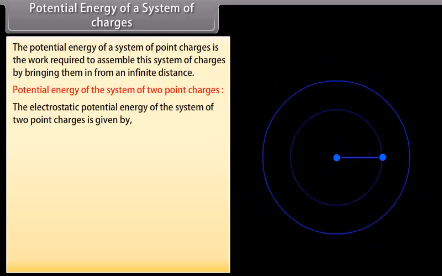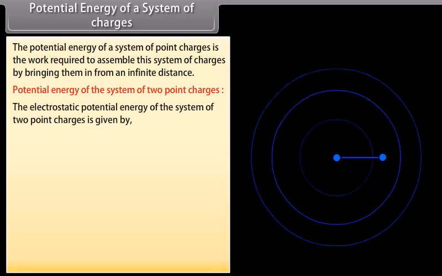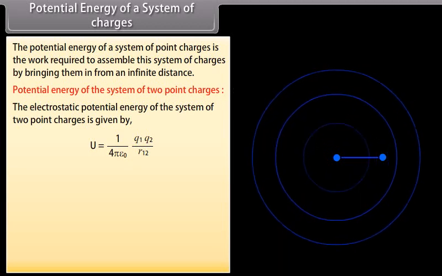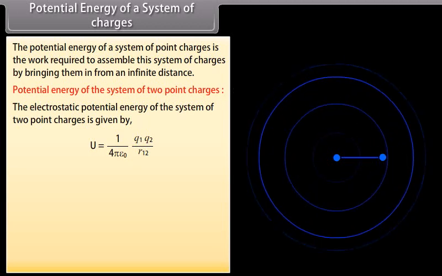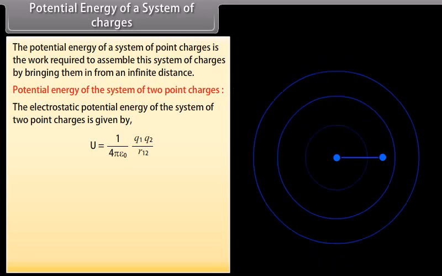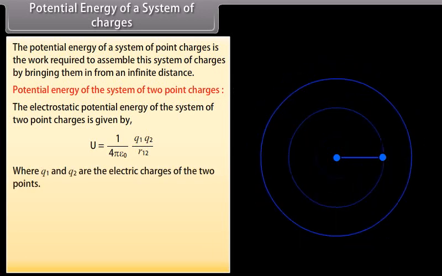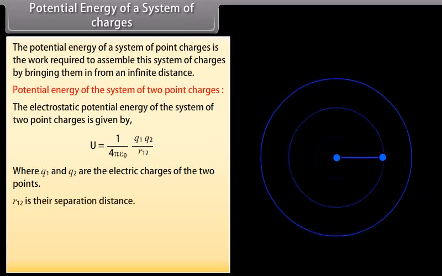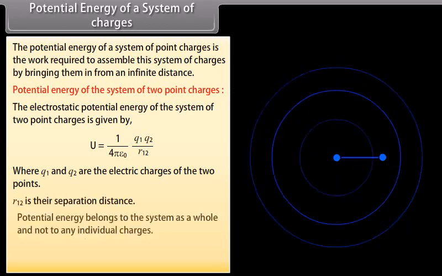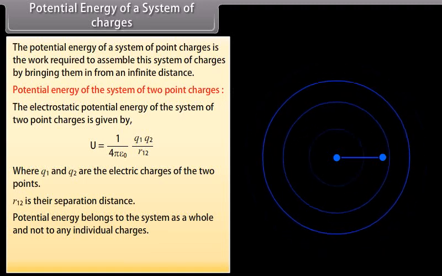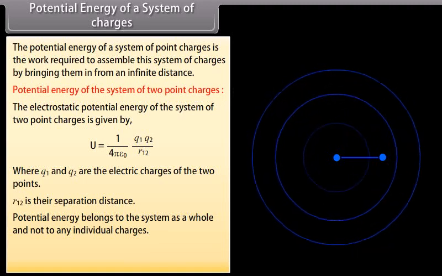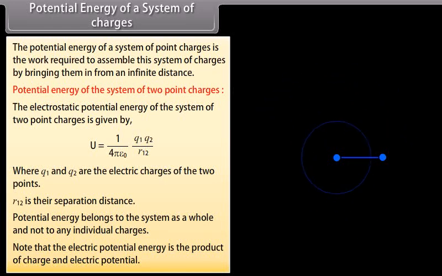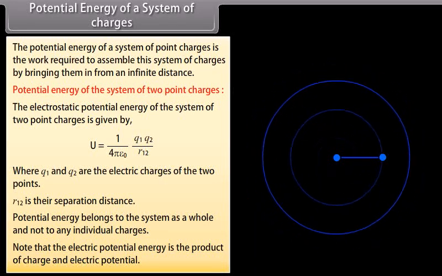The electrostatic potential energy of the system of two point charges is given by U as 1 upon 4 pi epsilon naught multiplied by Q1 Q2 upon R12, where Q1 and Q2 are the electric charges of the two points. R12 is their separation distance. Potential energy belongs to the system as a whole and not to any individual charge. Note that the electric potential energy is the product of charge and electric potential.